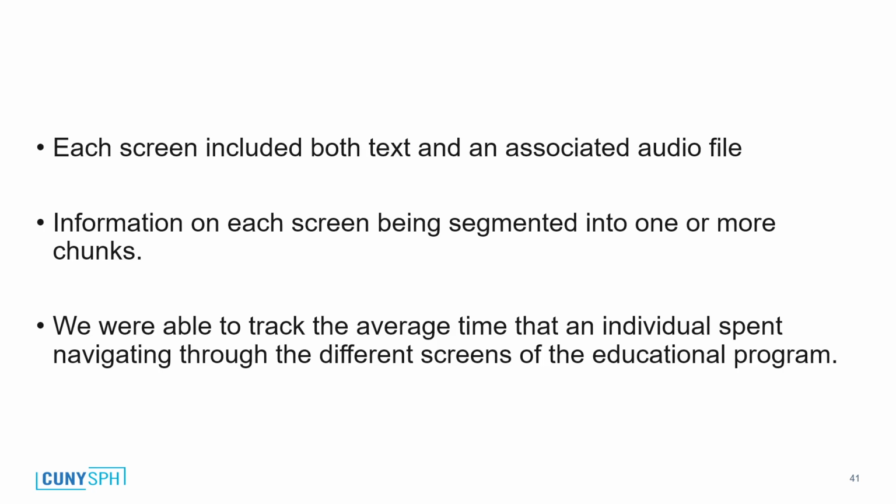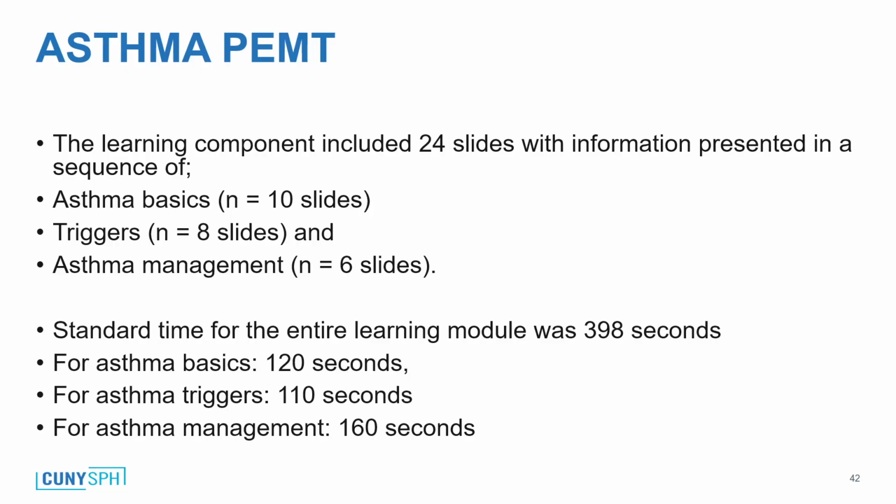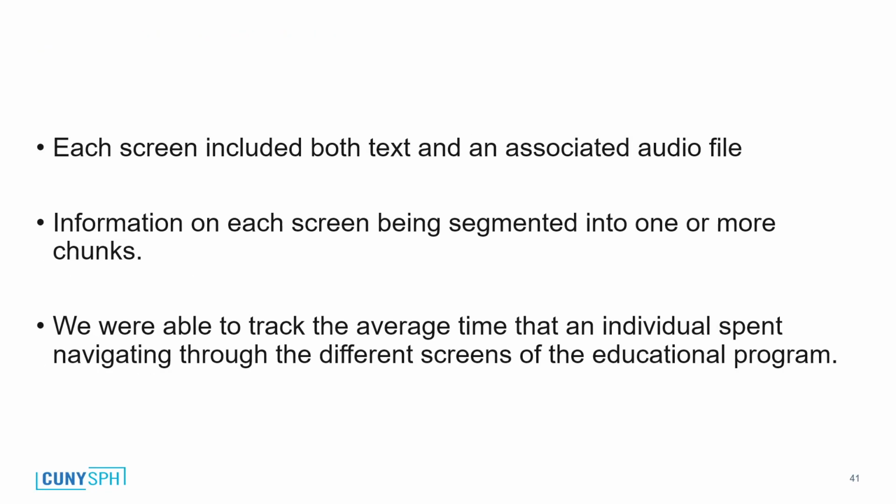Then each screen included text and audio. This is a multimedia approach. It didn't have images, and the information of each screen was segmented into 1 or more chunks. And this chunking is going to be really important when we review that concept of 7 plus or minus 2. That's basically how our brain processes information, that we can do operations in segments of 7 minus 2 or plus 2, and that's what makes us higher performance or low performance.